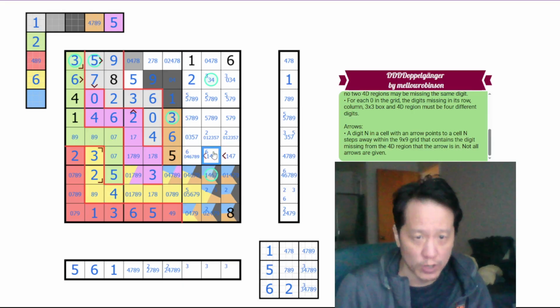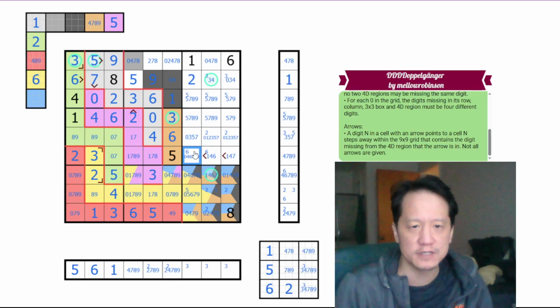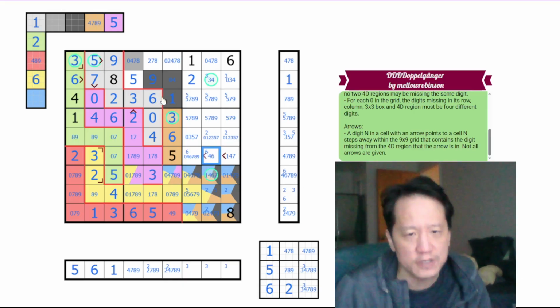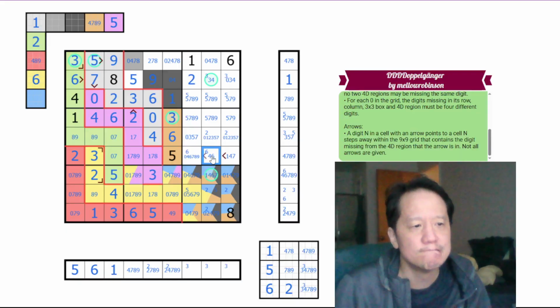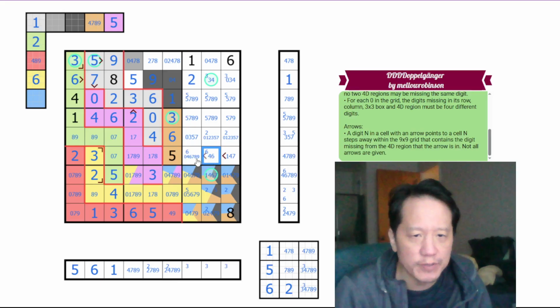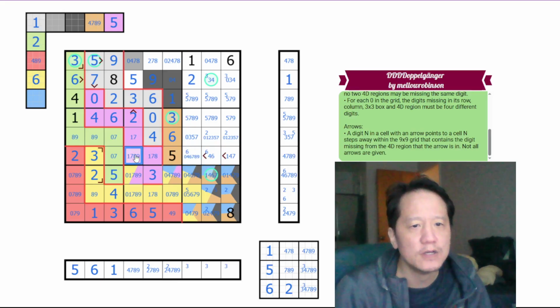If this were 1, that would force this to be a 6. And then this would have to be part of the yellow region because the yellow region's missing 1. So this cannot be 1 here. It's 4 or 6. 6 away would be 1, 2, 3, 4, 5, 6. So it would be missing a 3. 4 away would be 1, 2, 3, 4. It would obviously not be missing a 1. It would be missing a 7, 8, or 9.